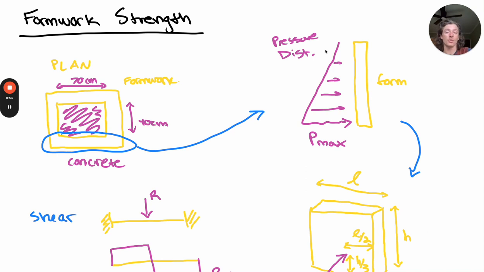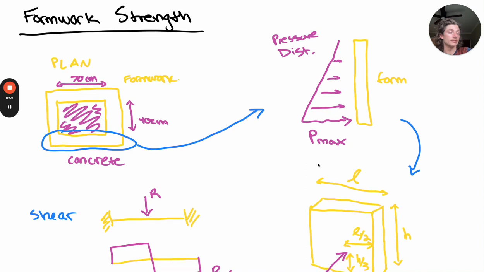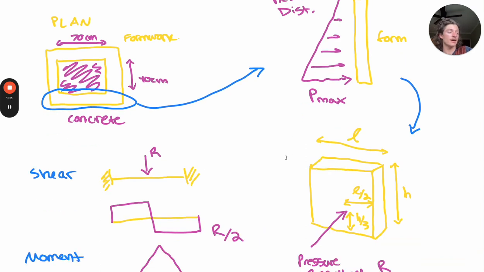And I've drawn what the pressure distribution would look like on the formwork if we were just looking at that one wall, and then drawn out more of an isometric view with the length of the wall being that 70 centimeters and the height being the height that we actually pour or place the concrete to.